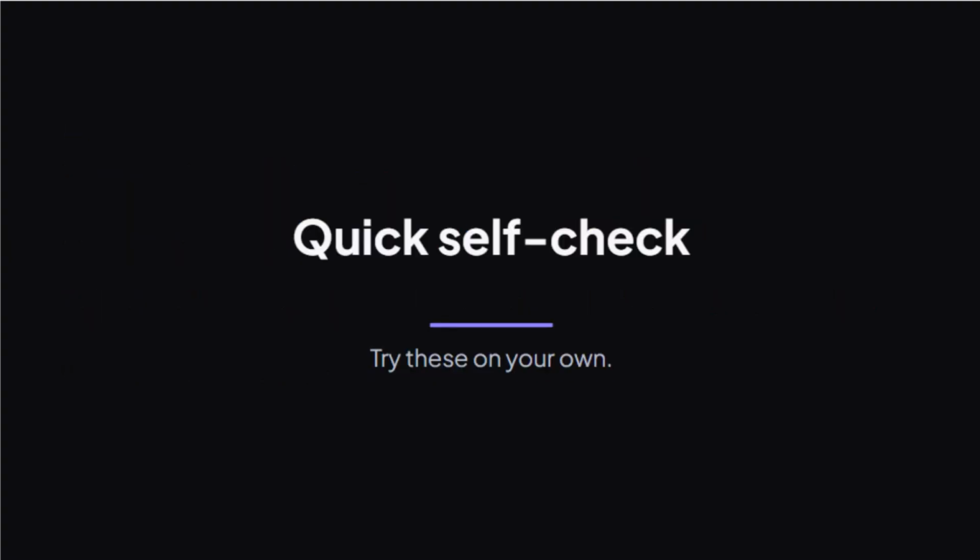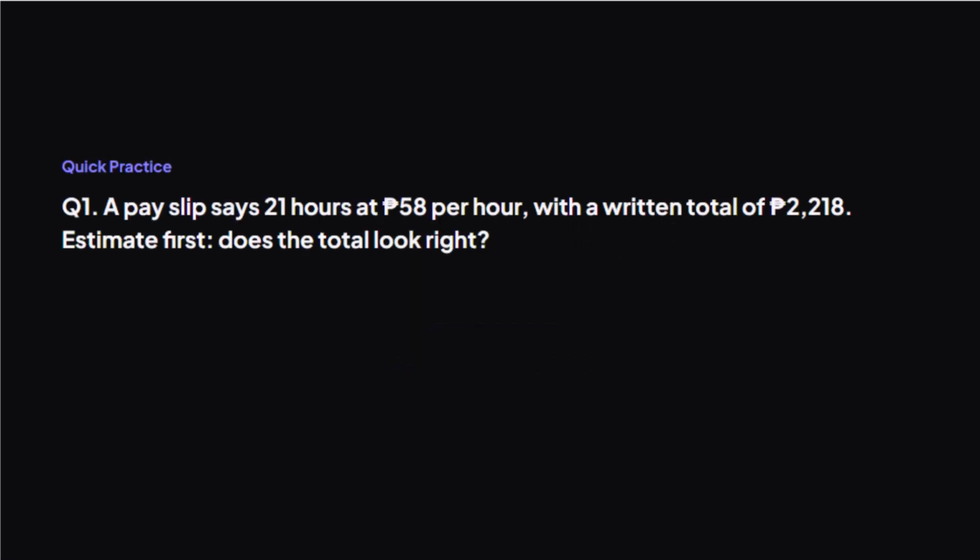Now let's have a quick self-check and try this on your own. Question number 1. A pay slip says 21 hours at 58 pesos per hour, with a written total of 2,218. Estimate first. Does the total look right? You may pause the video.